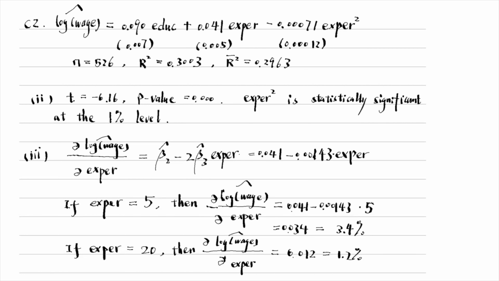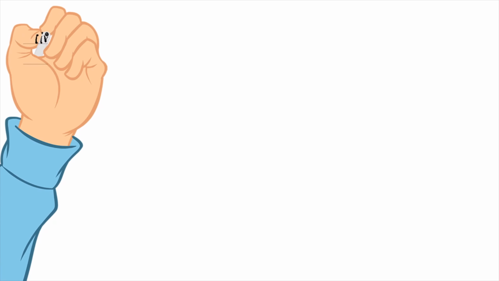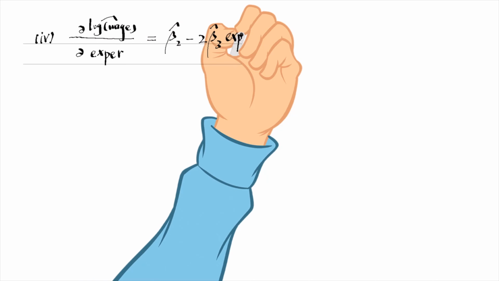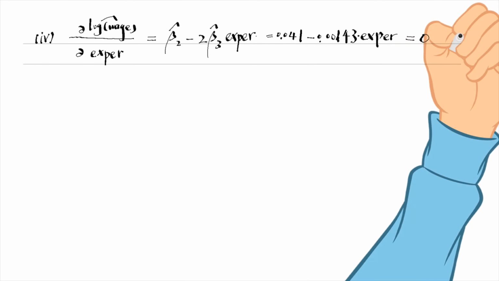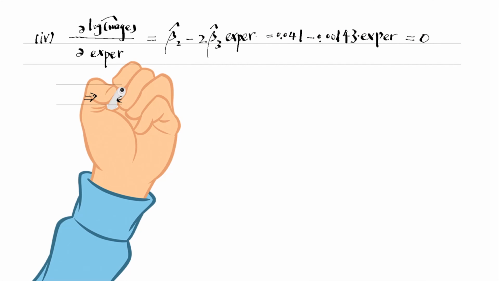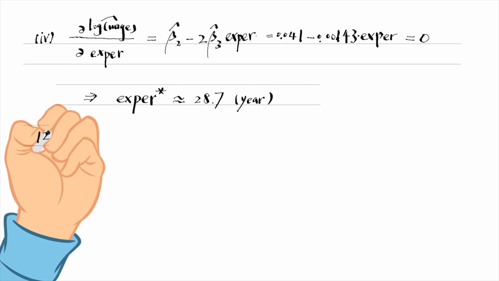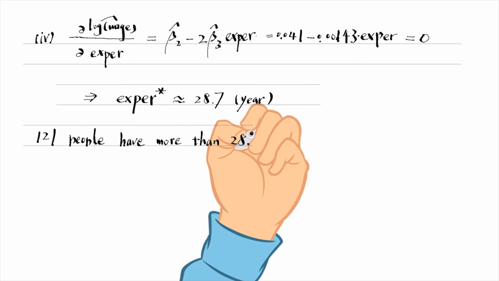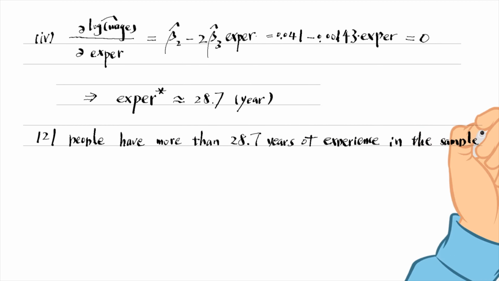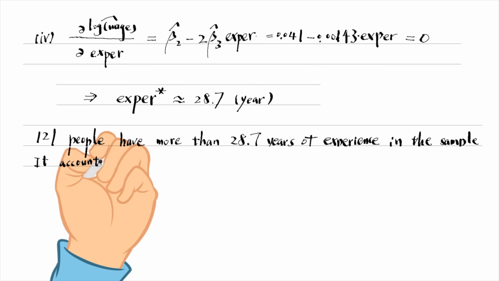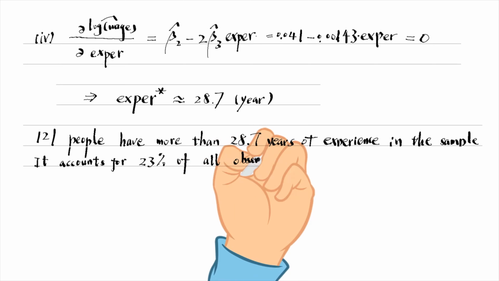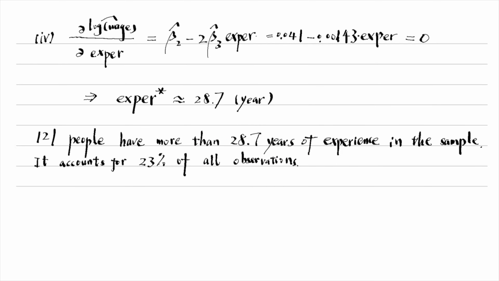In the fourth part, we compute the turning point where the marginal effect equals 0. It is 28.7 years of experience. In the sample, 121 people have more than 28.7 years of experience. It accounts for 23% of all observations.